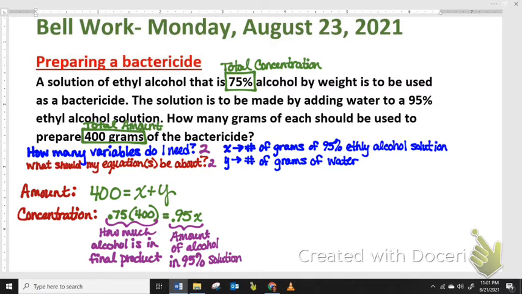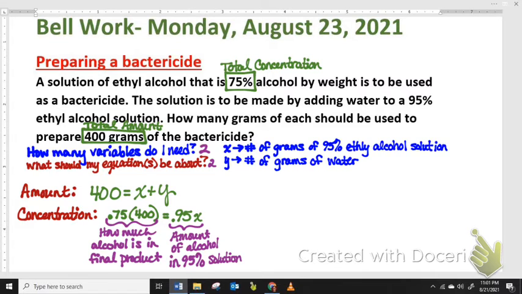So far, so good? All right, I'm writing a lot up here because I'm really trying to make my thinking clear. This is a process called metacognition, where we're thinking and talking about thinking. So I know how much alcohol I want in my final product. It's going to be 75% of the total volume. I know how much alcohol is in this. If I knew how many grams of this I was adding, I would know exactly how many grams of alcohol would be going in.